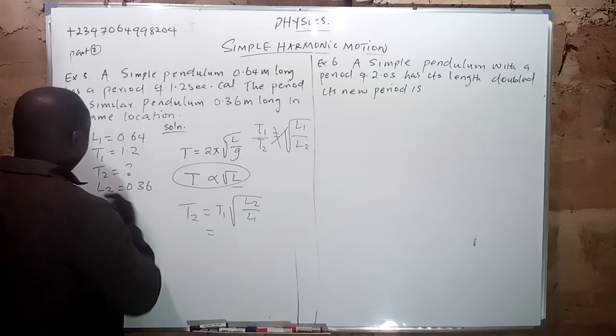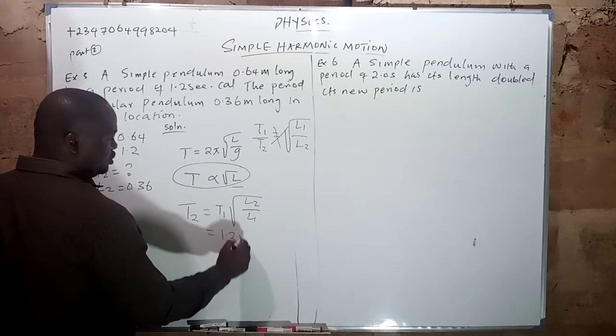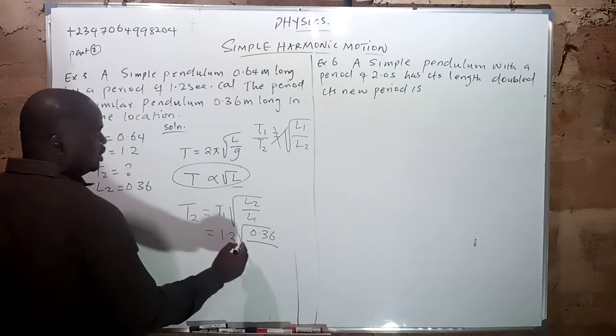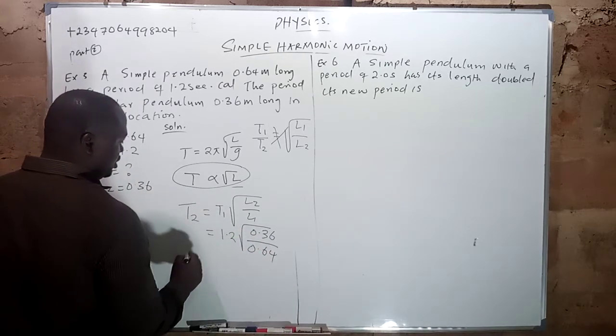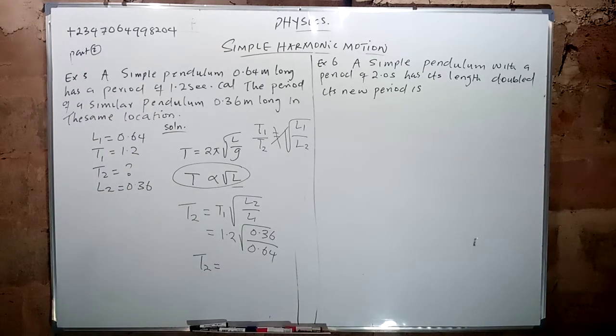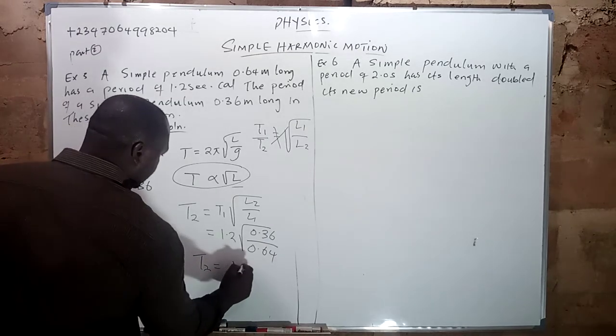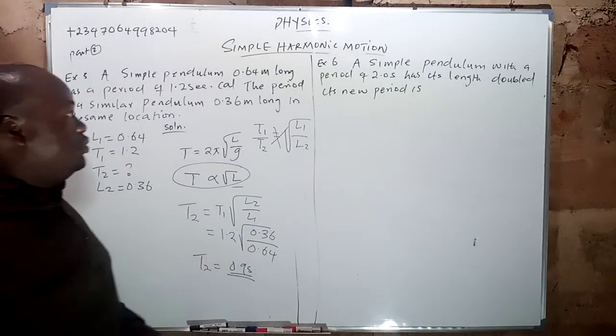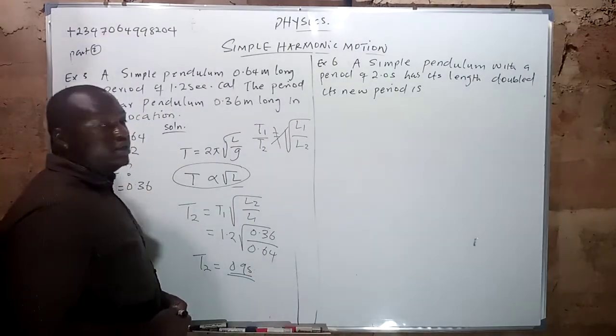And so your T1 is 1.2. Your L2 is 0.36 over your L1, which is 0.64. If you punch your calculator, your answer will come out immediately without wasting time, and your answer will be 0.9 seconds. Now the same thing is happening in this one. You can see it from here.